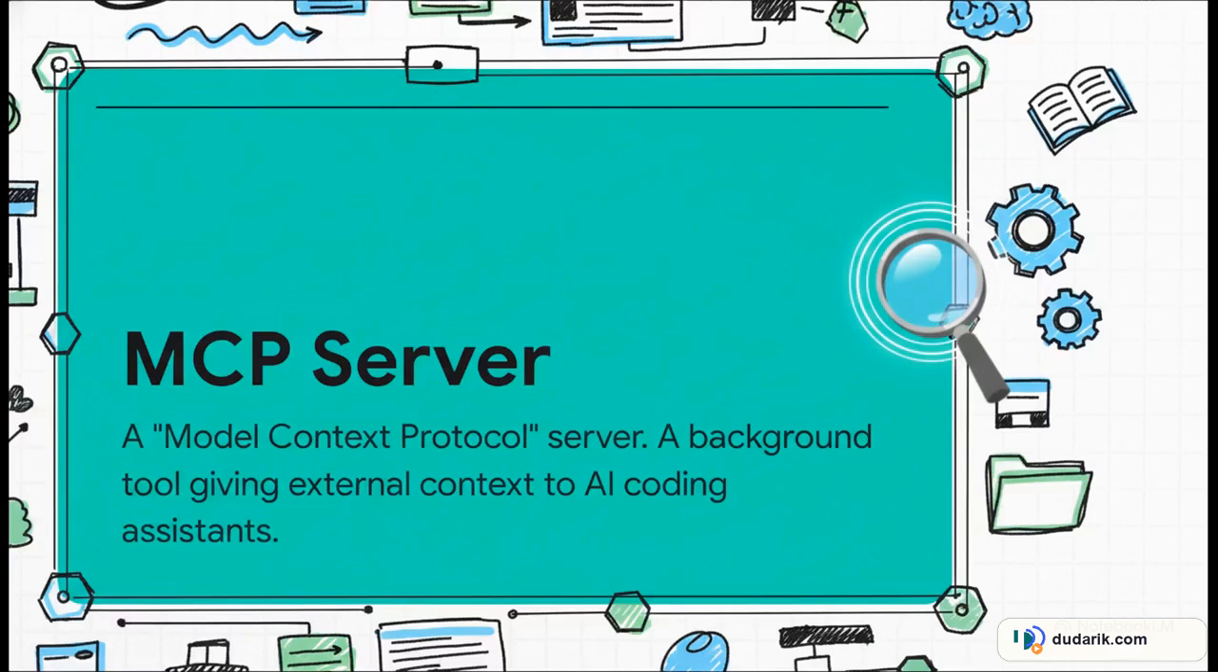And it does all this by being an MCP, or Model Context Protocol Server. You can basically think of MCP as a plugin system for large language models. It's a little background tool that gives your AI extra powers and a deep understanding of external info. And in this case, that info is the complete structure of your code.